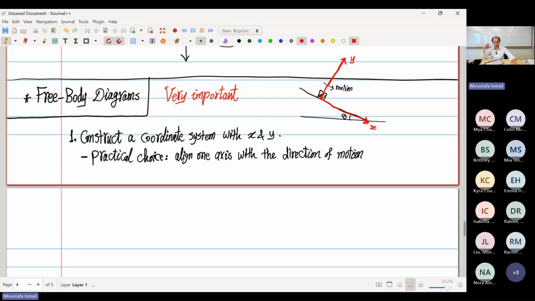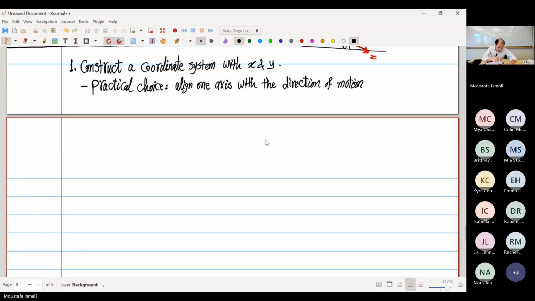Coordinate systems are constructed, they are not physical, they are not relevant to what happens in nature. We just choose them for convenience. So you're absolutely allowed to tilt your coordinate systems whenever it's convenient. So that's constructing a coordinate system.